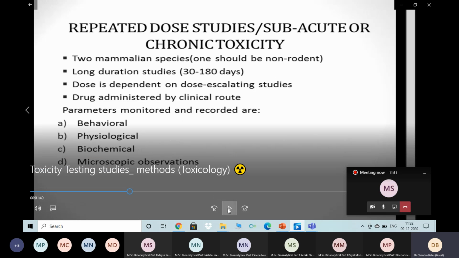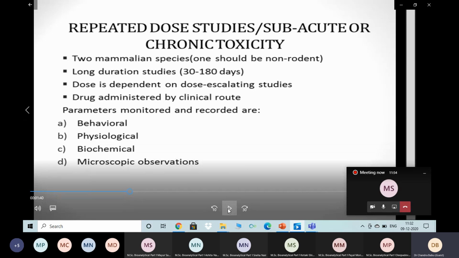So next is the one where you look into repeated dose studies, which are called subacute or chronic toxicity. When you look into subacute or chronic toxicity, you would preferably use a non-rodent. So normally the non-rodents are two mammalian species, basically because you would want similarity in terms of structure and physiology with humans. Dose is independent of dose escalating studies. Drug is administered by the clinical route. You study the behavioral pattern, physiological conditioning, and biochemical and microscopic observations.